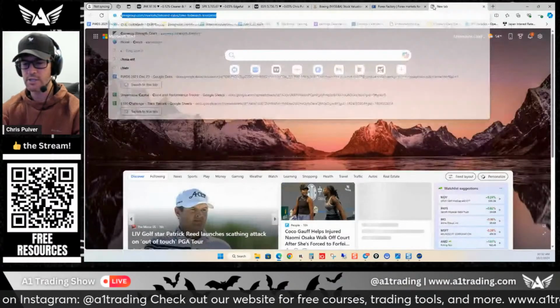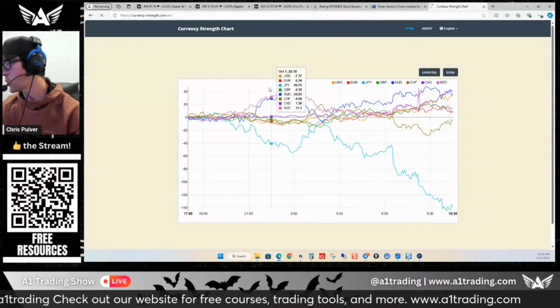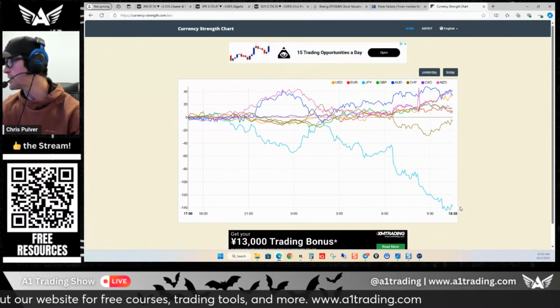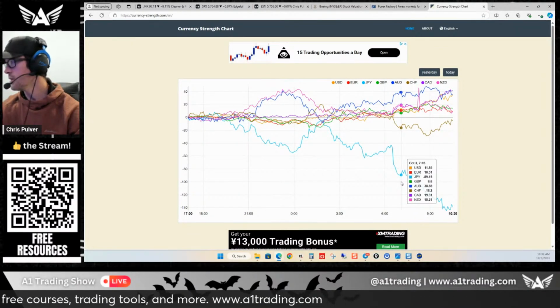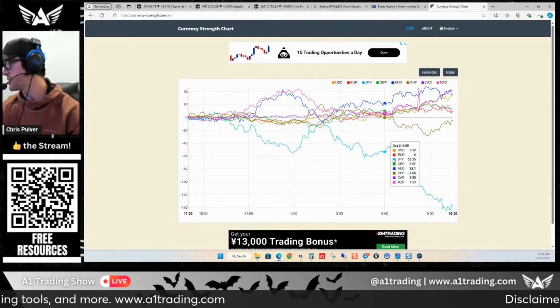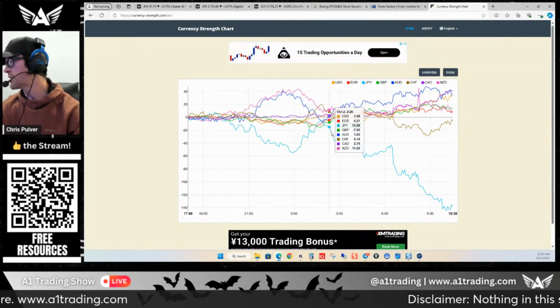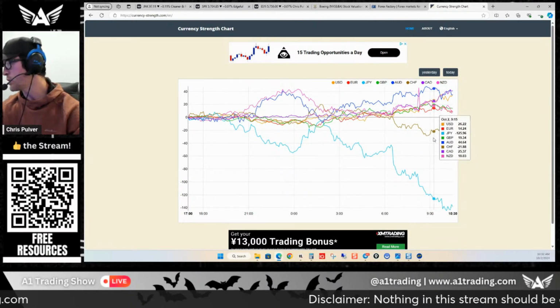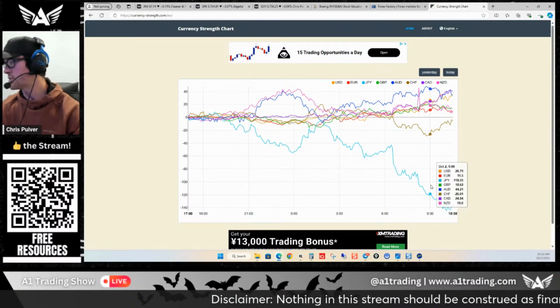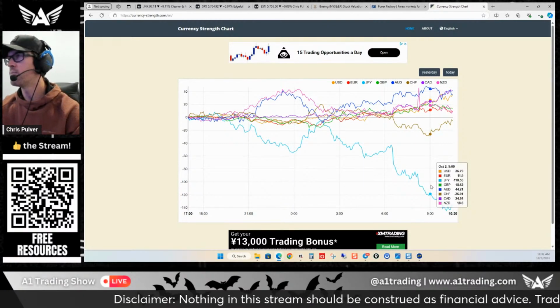I didn't check currencies today, but here's currencies. So what do we have? Japanese yen, crazy week. Again, I don't know why anybody trades the Japanese yen. The amount of swings and extremes you're getting on the Japanese yen is absolutely nuts. But it is what it is. So how many of you out there are trading the yen right now?